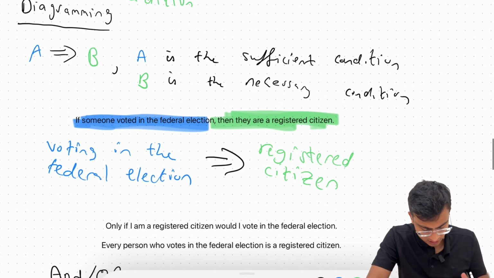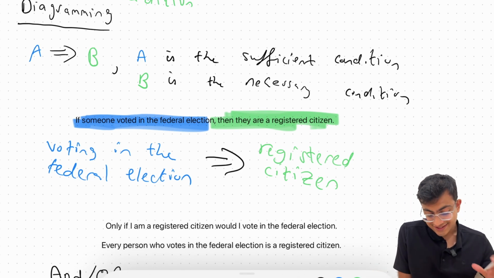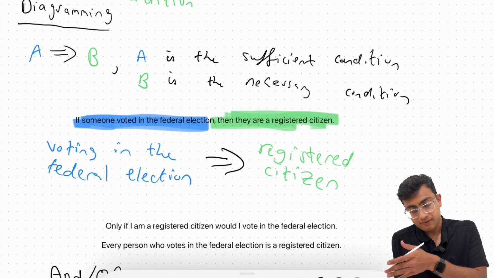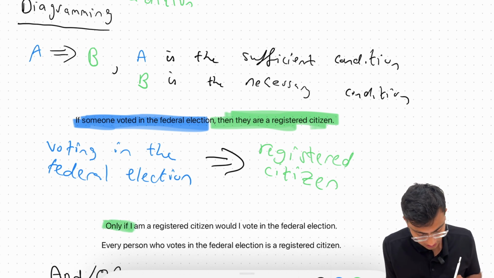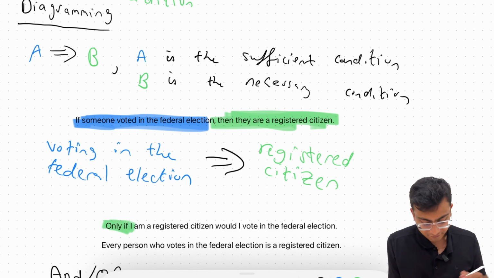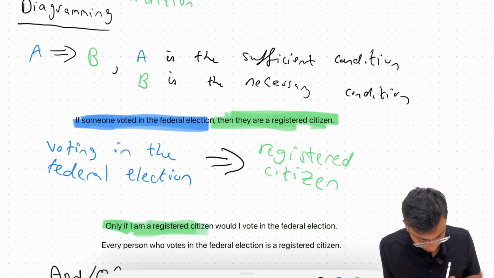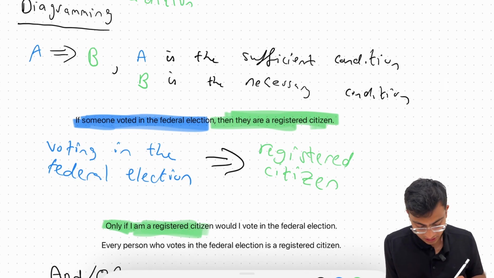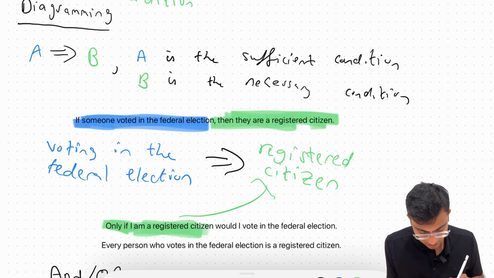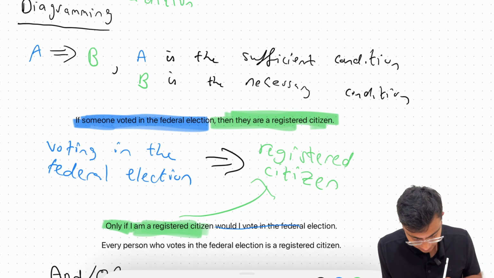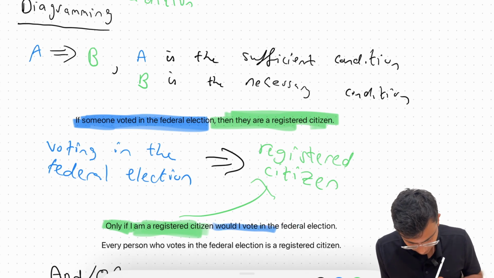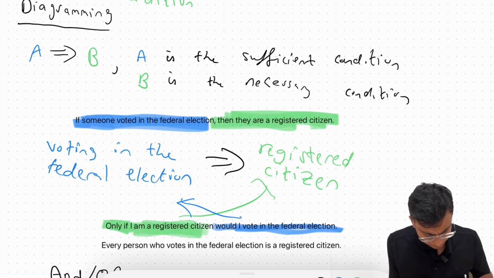So let's use this example. In this case, the necessary condition is first, followed by the sufficient condition. And we know that because of this "only if" key phrase here. And we follow the same rules. So the necessary condition always goes on the right. So being a registered citizen is here, and we would place it on the right. Everything else is the sufficient condition, and we would place it on the left.